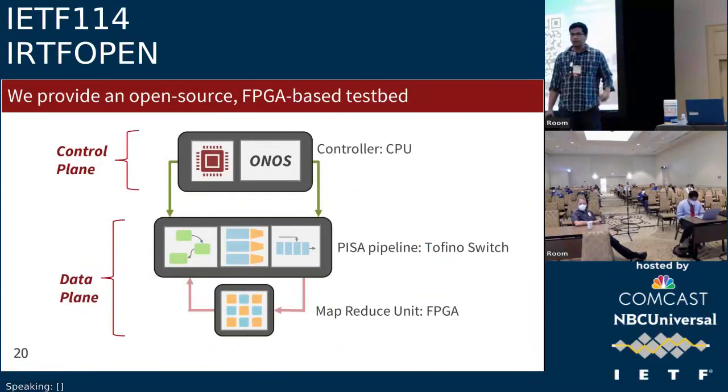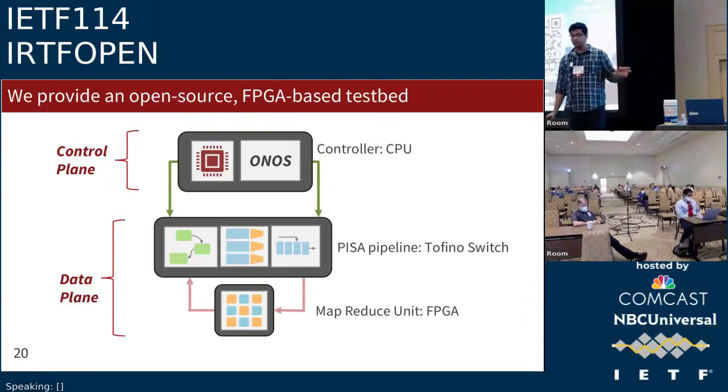So we went through this whole process of doing an ASIC analysis to prove that it could be done. But as far as research goes, we don't really want anyone waiting for some sort of mass-produced Taurus ASIC. So we've put out an open source FPGA-based testbed. And this is just a rough diagram of what it looks like at the control plane. We're using your typical network OS like ONOS.